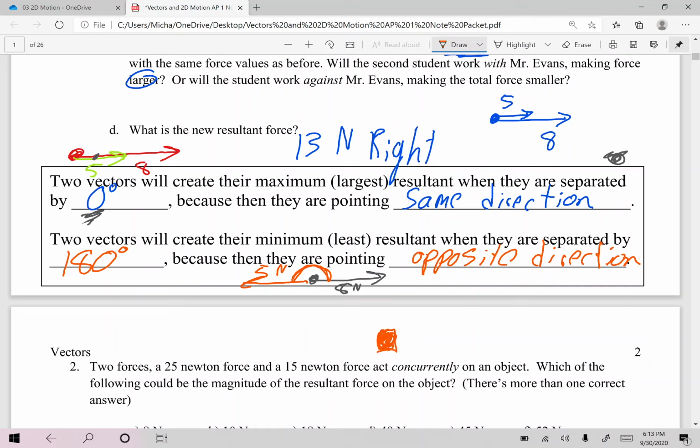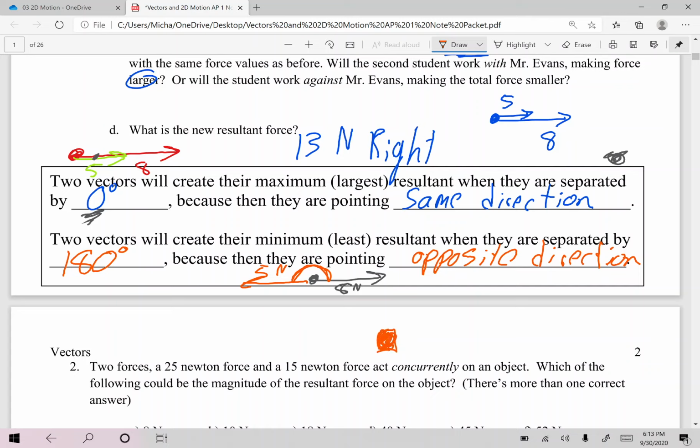Okay, I want to talk about this word for a second. Concurrently just means at the same time. Current things are happening now, and the prefix con means together or with each other. It means at the same time because they act on the same object at the same time. It does not reference direction, so this does not mean they're in the same direction. It does not mean they're in opposite directions. It could be in any direction. We don't know without more information.